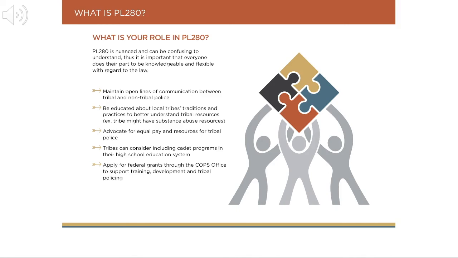For example, a tribe might have substance abuse resources that the state government is not aware of. You can advocate for equal pay and resources for tribal police. Tribes can consider including cadet programs in their high school education system. And you can apply for federal grants through the COPS office and the Department of Justice to support training, development, and tribal policing.